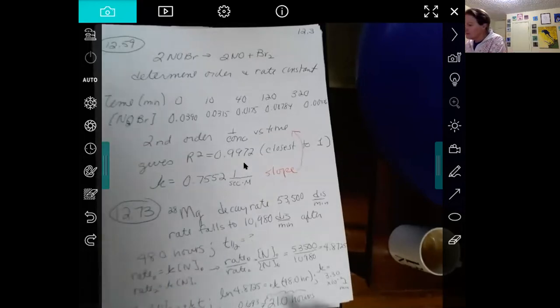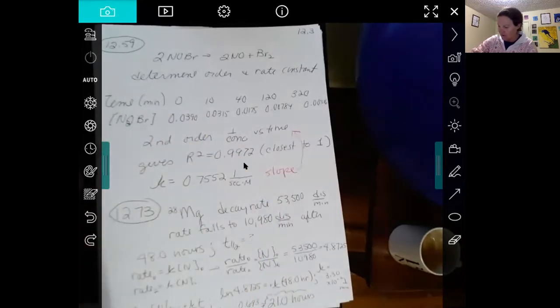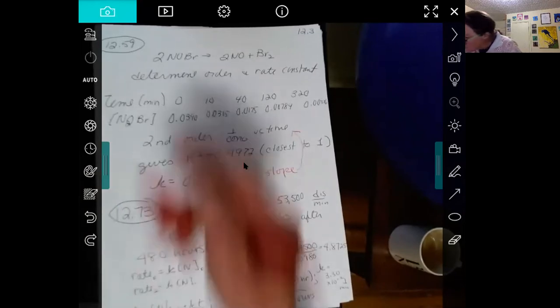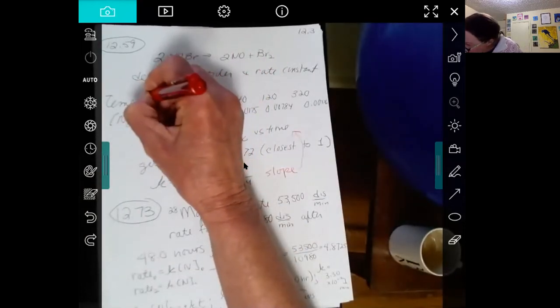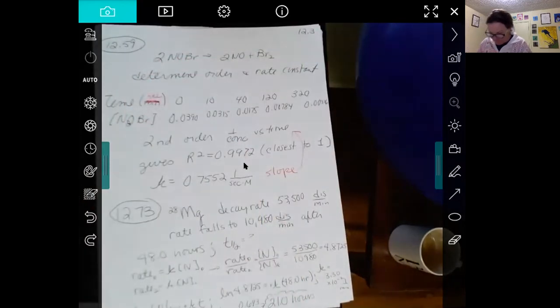Whoops, that is a lie. I put up here that it's minutes. I better confirm which one it is. Whoops, this is wrong. This is in seconds. I copied the minutes from the problem in front of it. So these units are right.